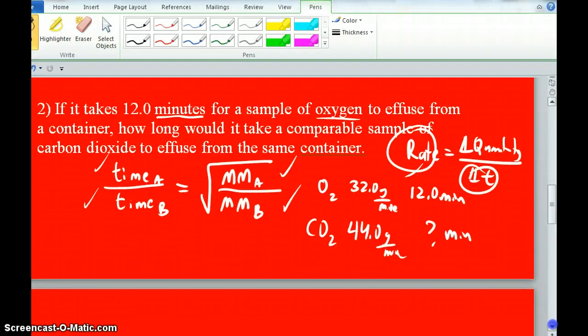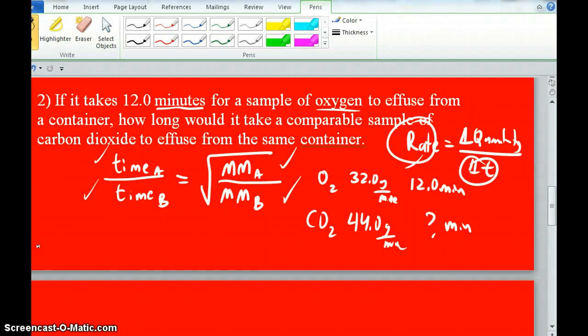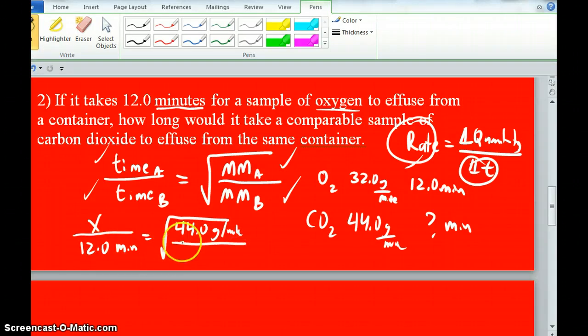It's just I have to make sure that the times and molar masses are directly related. So to do the problem quite simply, I will choose carbon dioxide as gas A, and I don't know how long it will take the carbon dioxide to effuse, but I do know how long it will take the oxygen to effuse. And that should be directly related to the square roots of their 2 molar masses. And the molar mass of the unknown carbon dioxide is 44 grams per mole, and the molar mass of the known oxygen is 32 grams per mole.